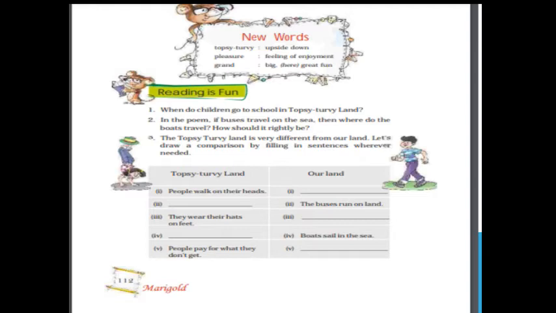Let's draw a comparison by filling in the sentences wherever needed. So, people walk on their heads. Basically on land, what happens? People walk on their feet. The buses run on the sea. The buses run on the land. They wear their hats on feet. No, in real life what do they do? They wear their hats on head. Boats run on the street. No, boats sail in the sea. People pay for what they don't get. No, here on land people pay for what they get.